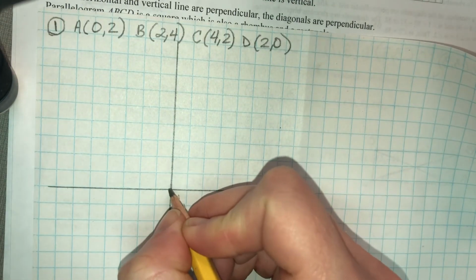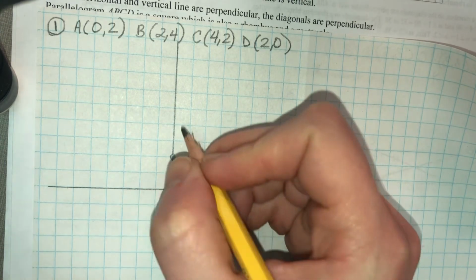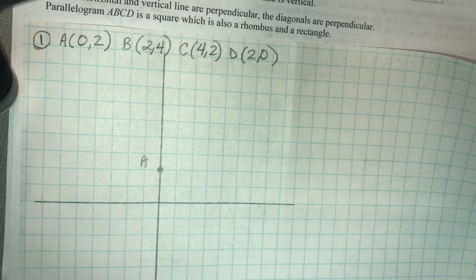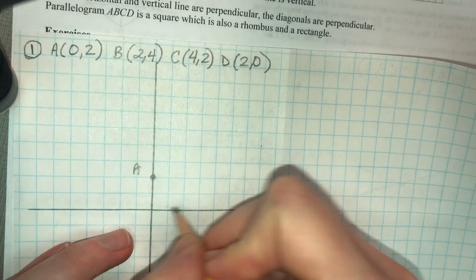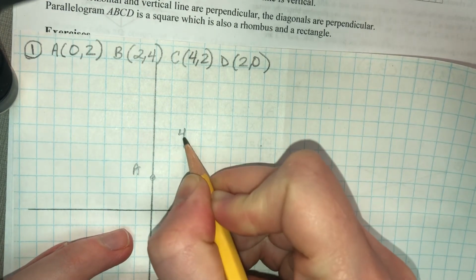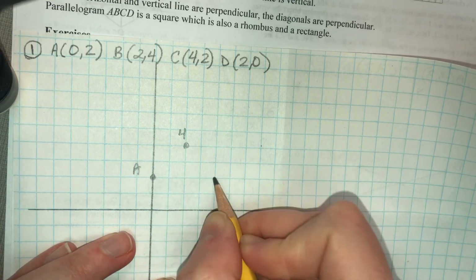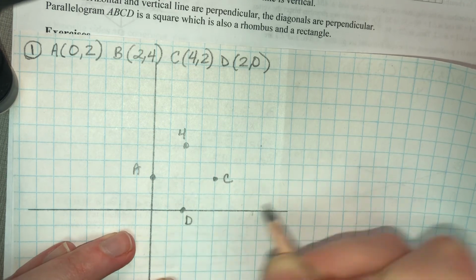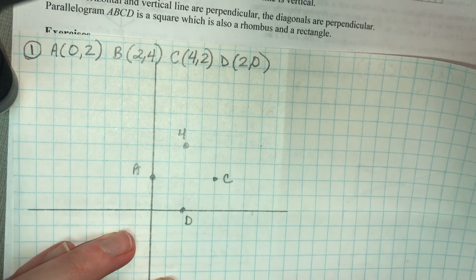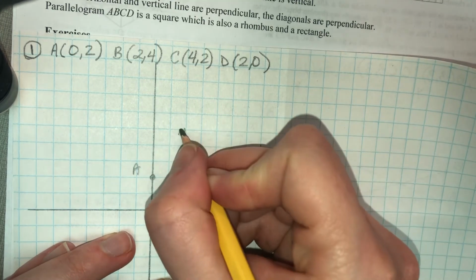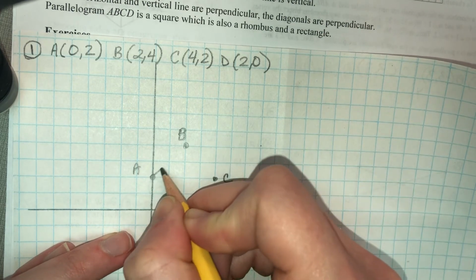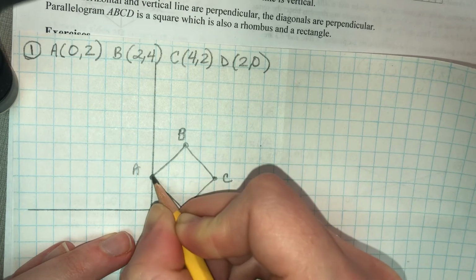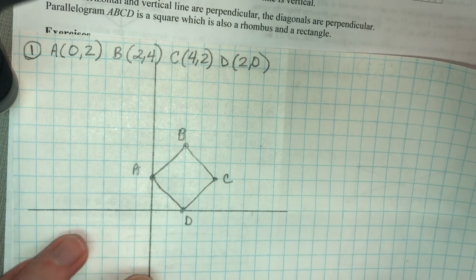We'll plot the points. 0, 2 is A, B is at 2, 4, C is at 4, 2, and D is at 2, 0. Whoops, I wrote 4 instead of B. Silly me. All right, what do you think? Rectangle, rhombus, square, what is it?